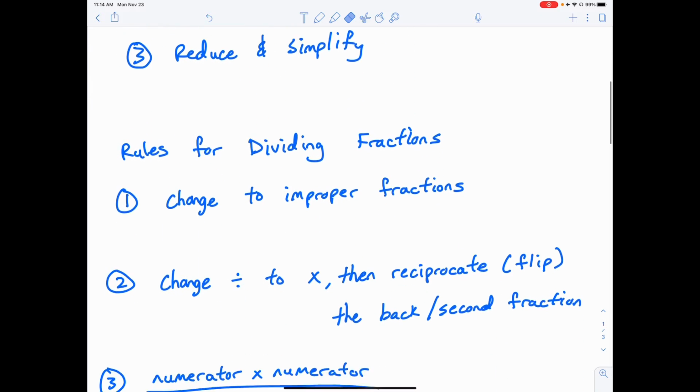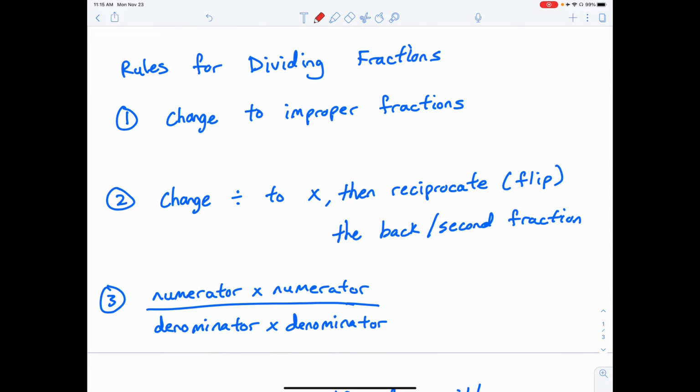Next, we take a look at rules for dividing. Now, just a reminder that dividing is the same as multiplying, but they're just opposites of each other. So you'll see that the steps are very similar, just with an extra step or two. So again, number one, change to improper fractions first. Number two, we're going to change the division sign into multiplication because we don't like division signs.